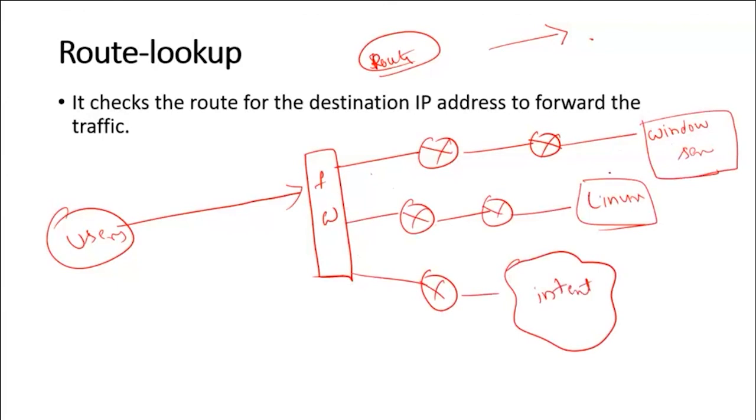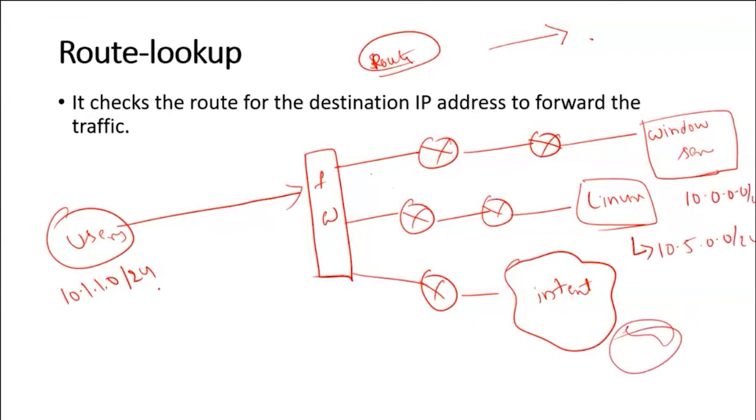So here, let's give some values. The user subnet is 10.1.1.0/24. For Windows, let's give 10.0.0.0/24. For Linux, let's give 10.5.0.0/24. On the internet we don't know the IP addresses.